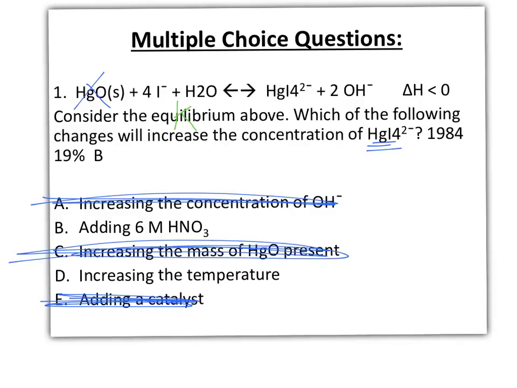Now, what do you have to know about temperature? If it's exo or if it's endo, but what tells us that? Delta H. Up here, delta H is negative, so that means it is exo, which means heat is a product. And this says increasing the temperature. So what way is that going to shift us? It's going to shift us to the reactants. So that automatically knocks that one off.